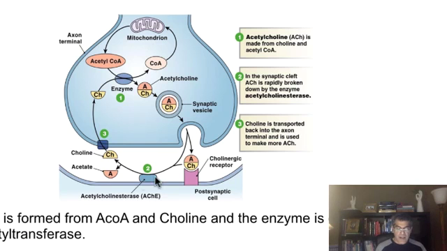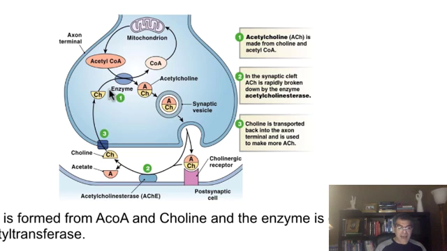Well, the answer is there's an enzyme, it's called acetylcholine esterase. Acetylcholine esterase is found inside the synaptic cleft. And as soon as acetylcholine is released, acetylcholine is going to attach to this acetylcholine esterase, and acetylcholine esterase is going to break it down to choline and acetate.